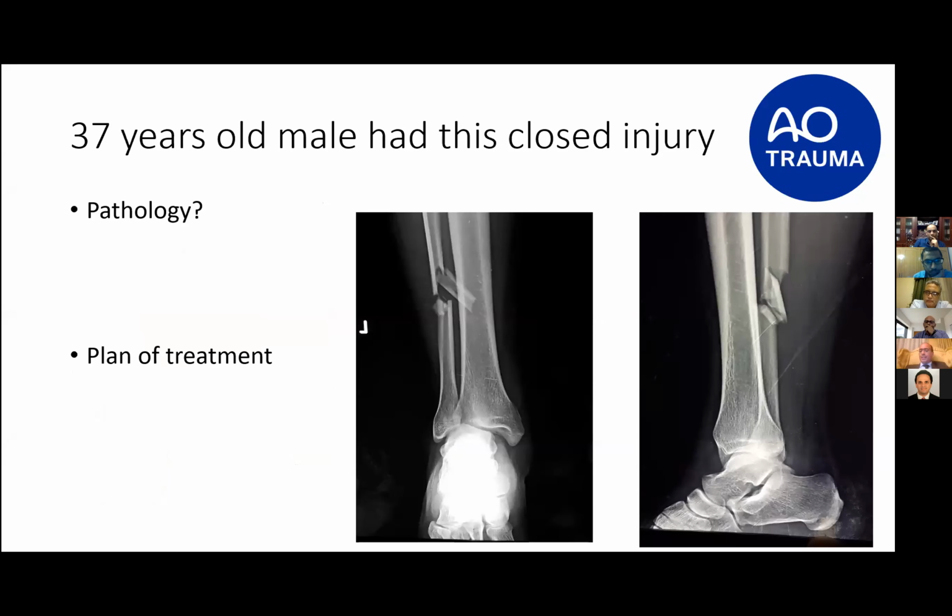Now, what's your planned treatment? Please think about it. What will you do? Now, we have not a query deltoid injury like the case of Dr. Nasef. It's a classic, overt, non-equivocal deltoid injury, syndesmotic injury, and a fibular injury. So what would be your treatment?